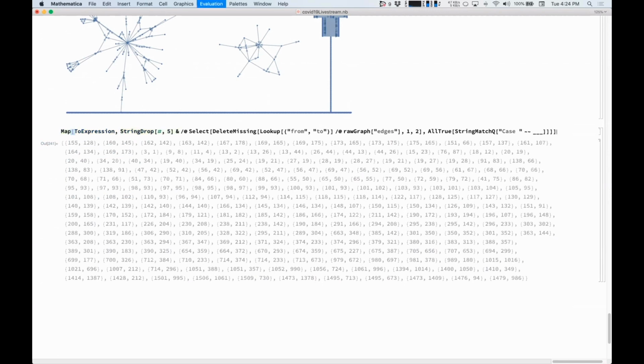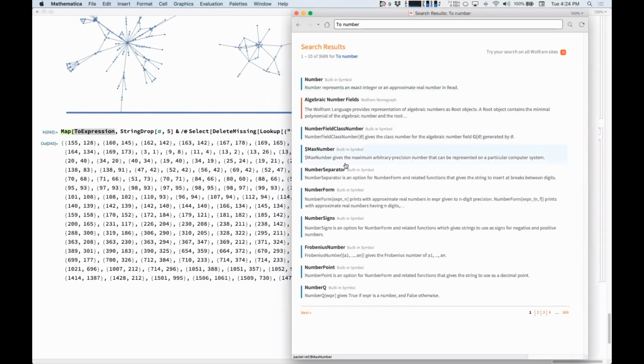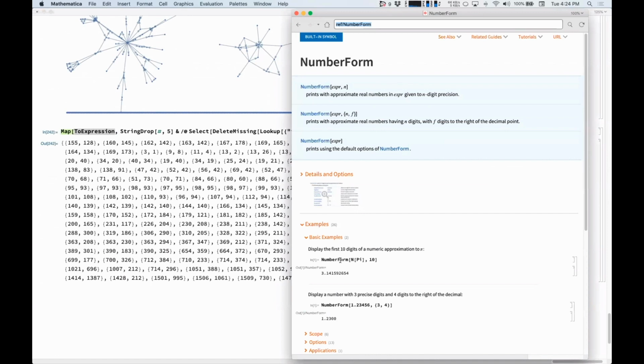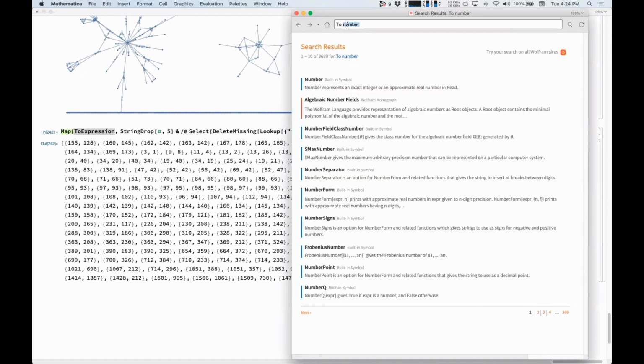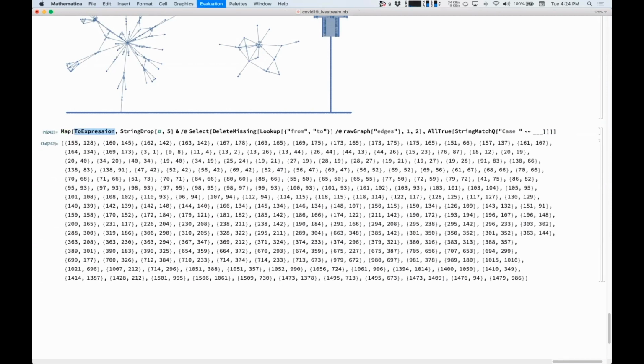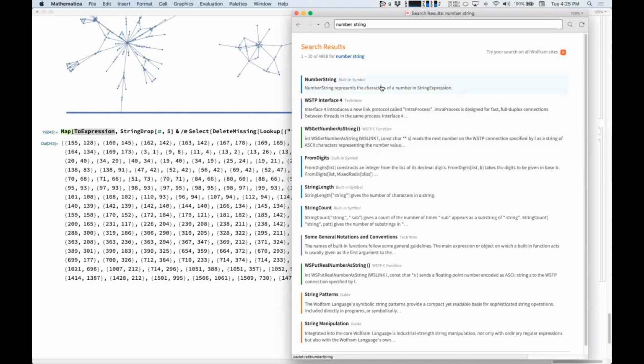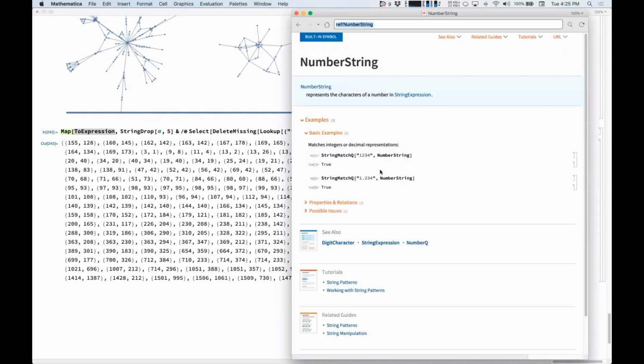Isn't there a new function that's like to expression, but it's safer? Yes, there is. What's it called? I should know. It's a bad sign that it hasn't been advertised enough that we know what it is. From number string? Is that what it's called? I'm guessing. No, don't put it in there. I don't think that's correct. Okay, in any case, we've got to expression. Somebody should report the fact that it's not linked from to expression.